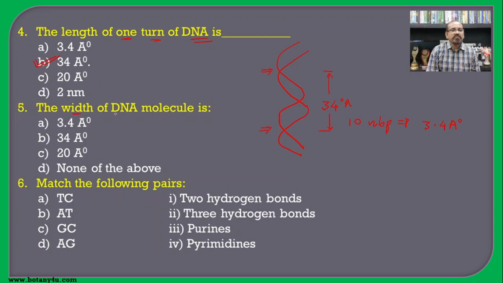The width of the DNA molecule is. Width is nothing but the diameter in which the DNA forms the coiling, and this is 20 angstrom, and hence the correct answer is 20 angstrom, that is C.